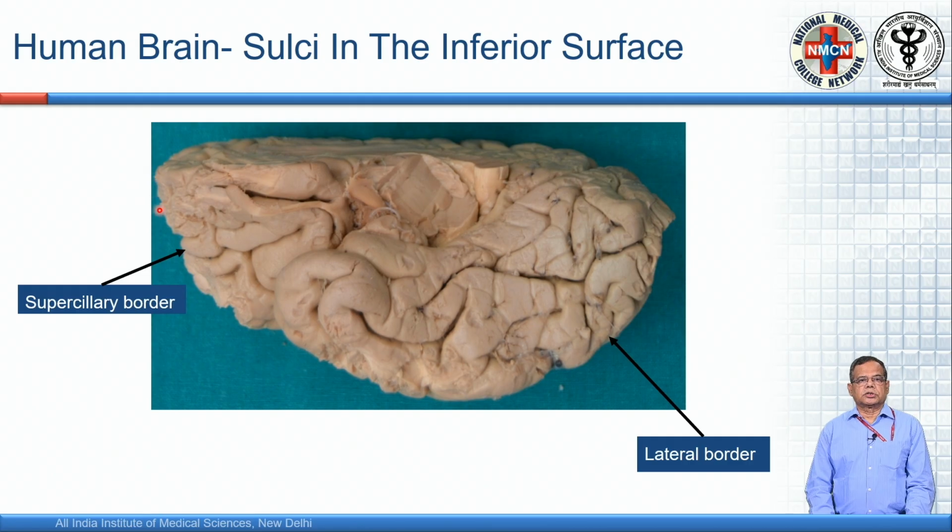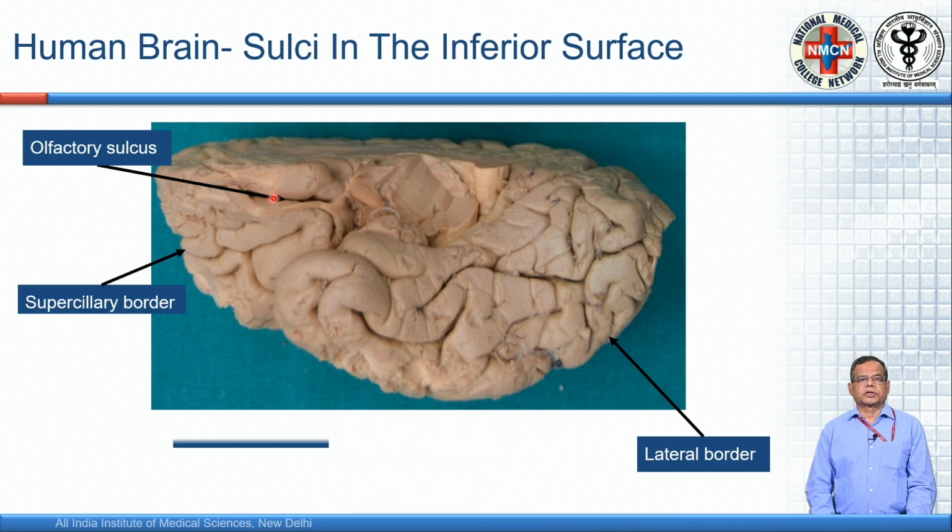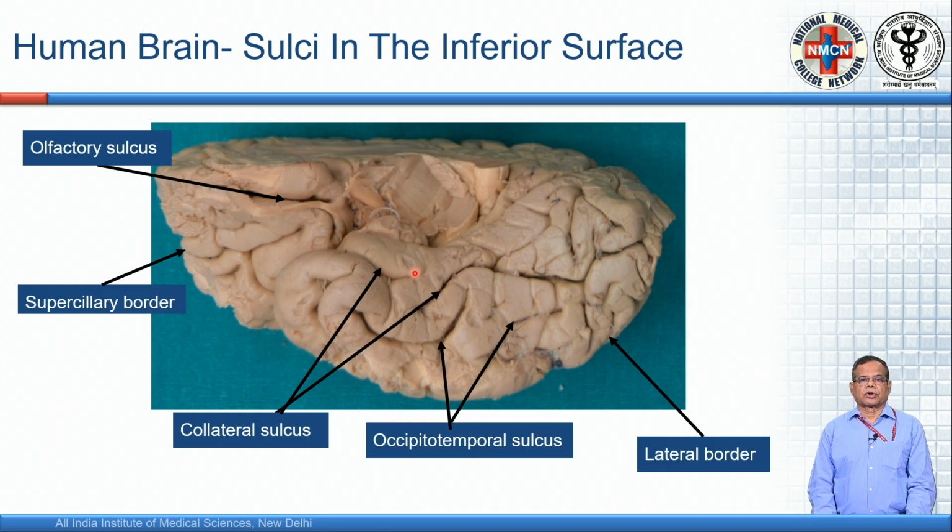The sulci on the inferior surface. The visible borders are the superciliary border and the lateral border, which extends from the occipital pole up to the temporal pole. The superciliary border, or the lateral border of the orbital surface, is from the orbital pole to the lateral sulcus. The sulcus in the orbital surface is the olfactory sulcus, which is occupied by the olfactory bulb and the olfactory tract. The sulci visible in the inferior surface of the temporal lobe and the occipital lobe are the collateral sulcus and the occipitotemporal sulcus.